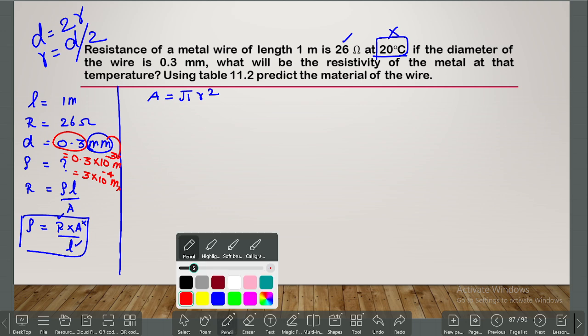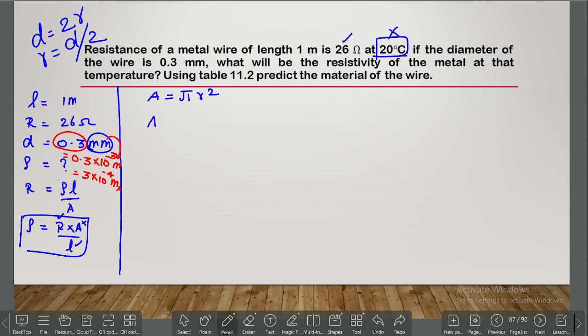So now substitute in the formula over here. A is equal to pi R squared. What is the value of R? R is equal to D by 2, the whole square. So now A is equal to, substitute all the values. What is the value of pi? 3.14 into, what is the value of diameter we calculated? 3 into 10 to the power of minus 4 by 2, the whole square.